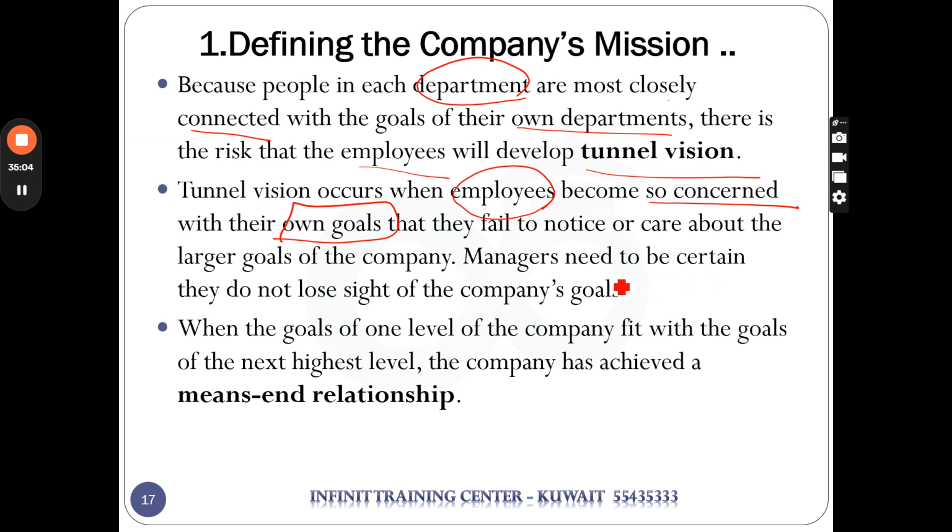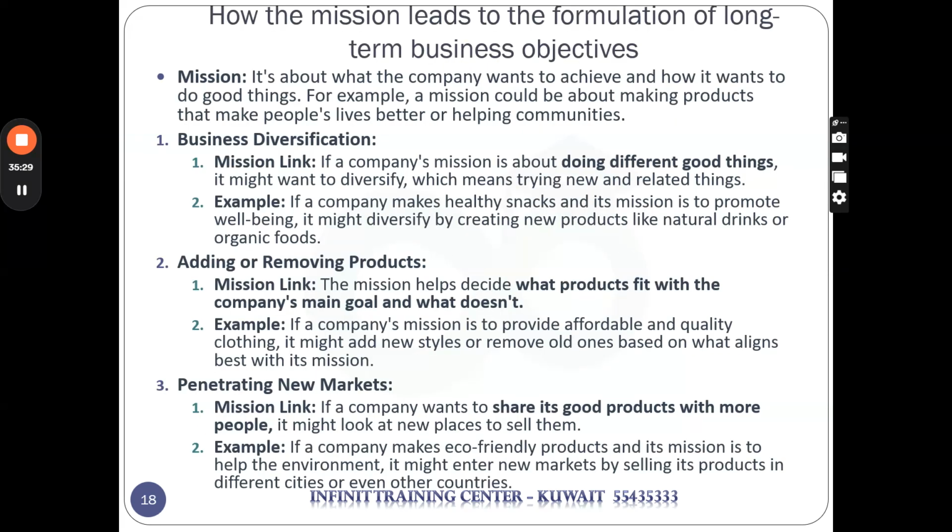So managers need to be certain that they do not lose sight of the company's goals. The company's goals we have to keep first, not personal goals or departmental goals. So when the goal of one level of the company fits with the goals of the next highest level, the company has achieved a means end relationship.